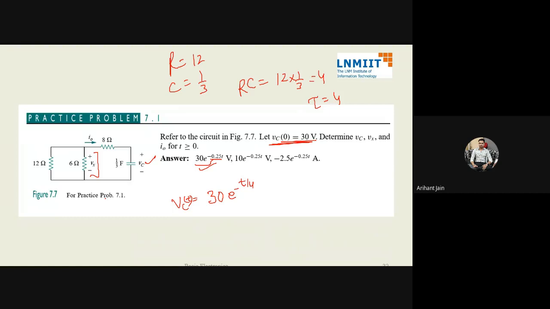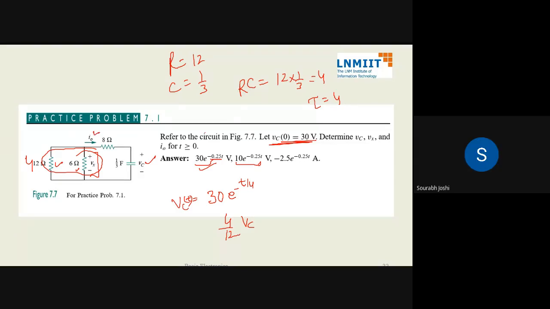Vx is the voltage across the 6 ohm. That will be the same as the voltage across the 12 ohm, because both are in parallel. That is actually the voltage across their combination, the 4 ohm. So it will be 4 upon 12, that is 4 by 12 of VC, which is 1 by 3 of VC, and 10 e raised to power. Is this also fine to everyone? Yes, sir.